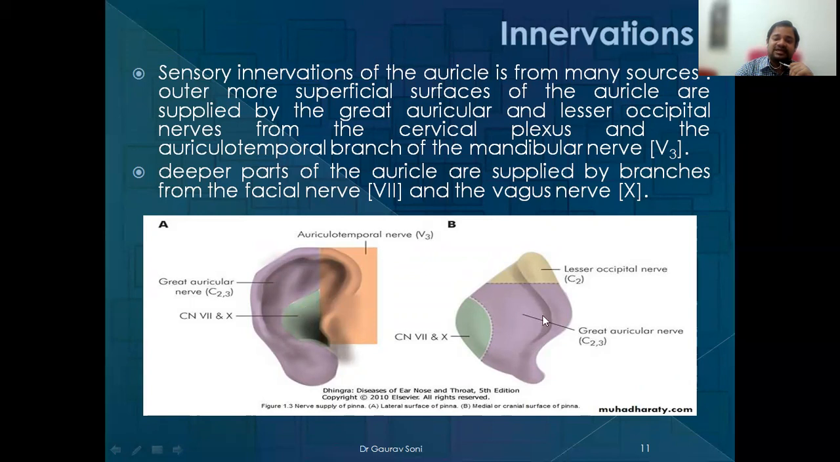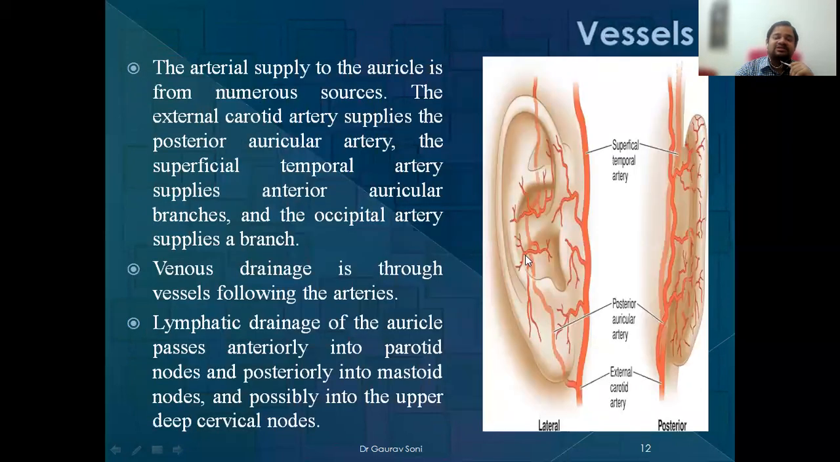If you see it from the medial side of the cranial surface, the middle, internal part will be supplied by the same nerves. The maximum part is supplied by the greater auricular nerve, as you can see shown here in purple color. Specifically the outer side will be supplied by the lesser occipital nerve, specifically the upper part on the posterior side. So these are the sensory supplies for the auricle.